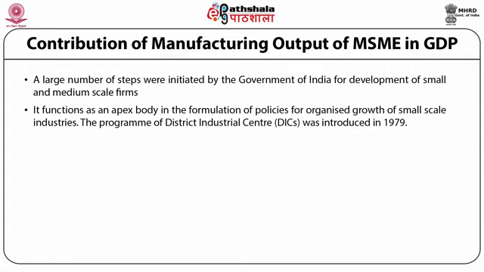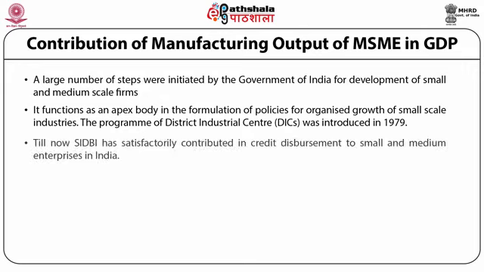The main aim was to establish one agency in each district to provide assistance to small firms for credit guidance and other necessary help. For providing financial assistance to small firms, even the SIDB, that is Small Industrial Development Bank of India, was set up in 1989. Till now, SIDB has satisfactorily contributed in credit disbursement to small and medium enterprises in India.